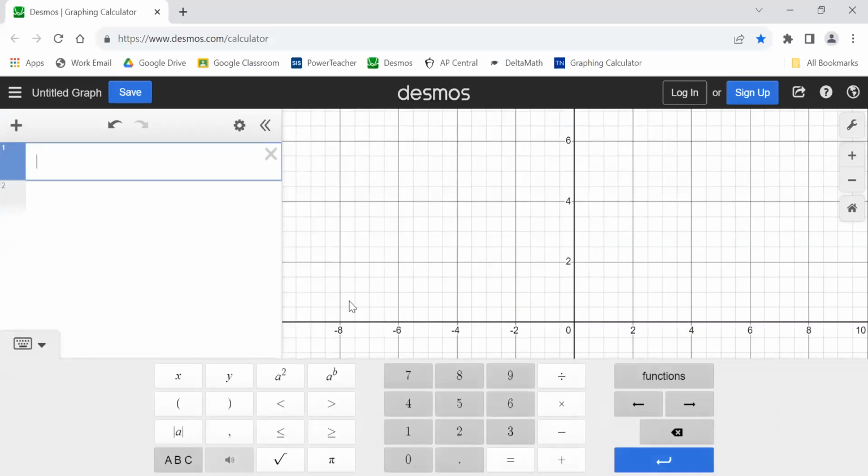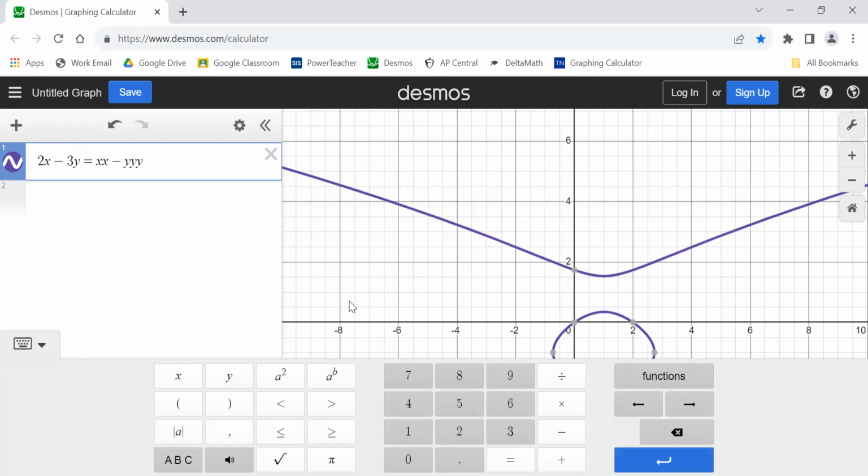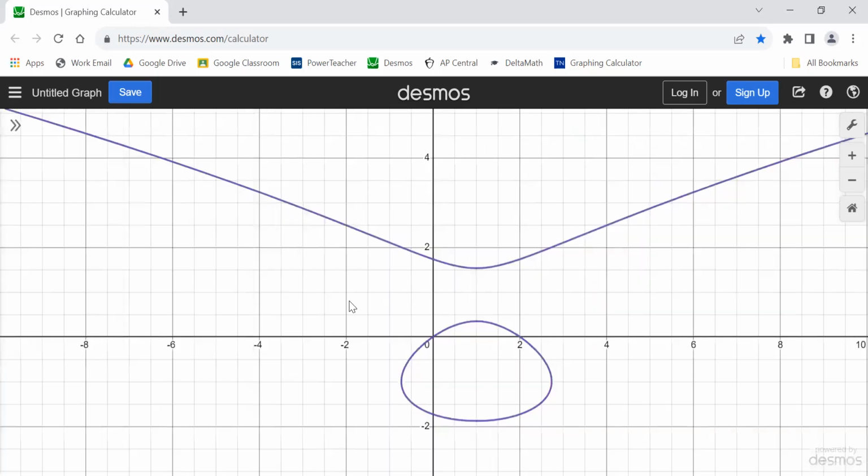So this time we had 2x minus 3y is equal to x squared minus y cubed. And taking a quick look at this one, we can see that it sure does look like that at x equals 1, here's x equals 1 straight through the middle of this weird little oblong looking thing. We've got three different places where it looks like we might have horizontal tangent lines.